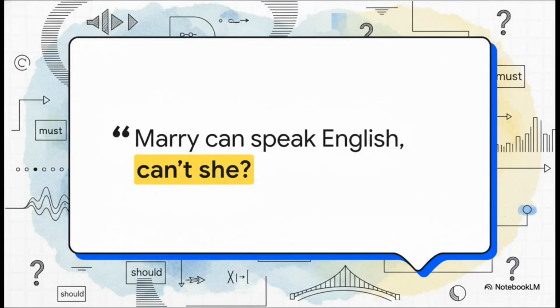And you know what? When you've already got a modal verb like can or should or must right there in the sentence, it gets even easier. Seriously, that is your helping verb. All you do is repeat it in the tag and flip the charge. "Mary can speak English" becomes "can't she?" It's as simple as that.